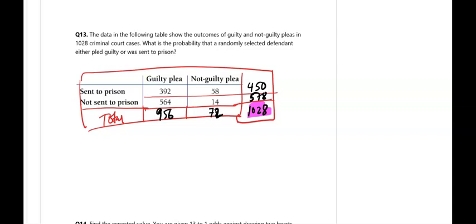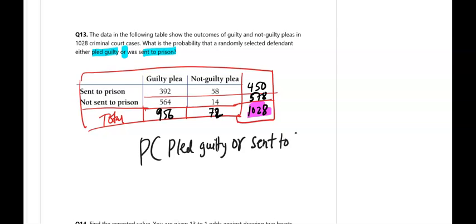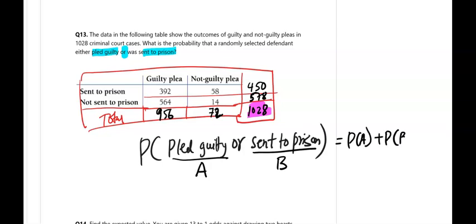So I'm looking for either pled guilty or sent to the prison, or here in the middle. So I'm looking for the probability of pleads guilty or sent to the prison. Let's say the pled guilty is A, and sent to the prison is B, and we have the formula: probability of A or B is going to be probability of A plus probability of B minus probability of A and B.